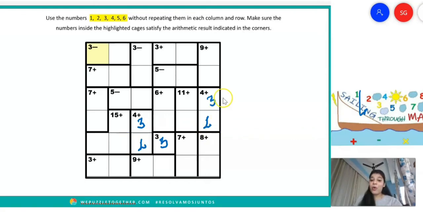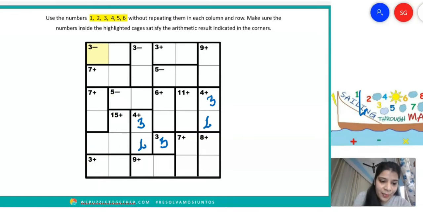So we have already found 5 numbers in this Ken puzzle. Now let's move on to the last row, to this cage, where it is saying that I have to find the two numbers whose summation is equal to 3. What are the possible two numbers? The possible two numbers are 1 and 2 only.